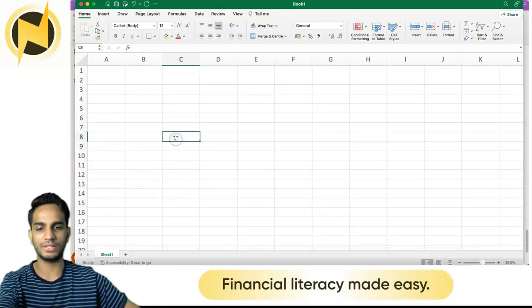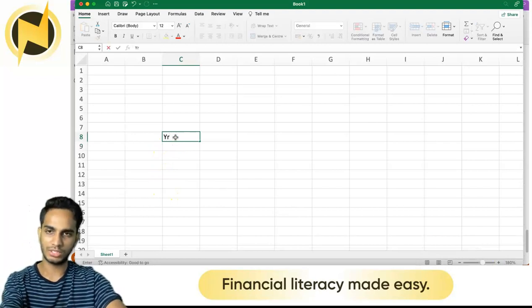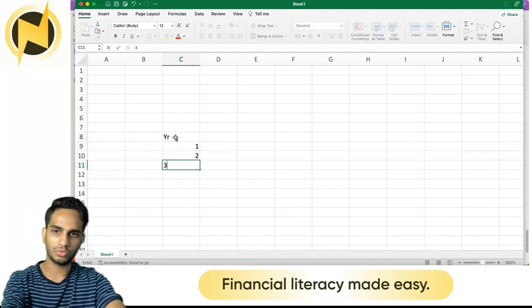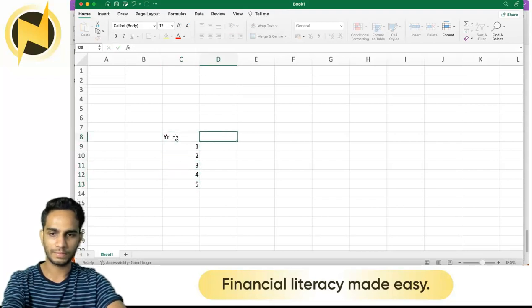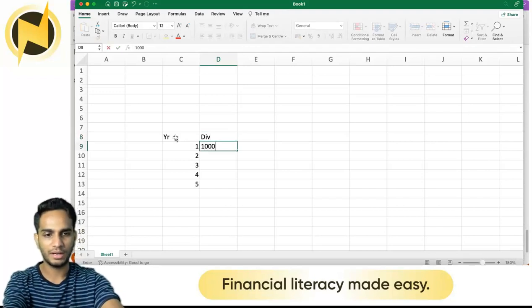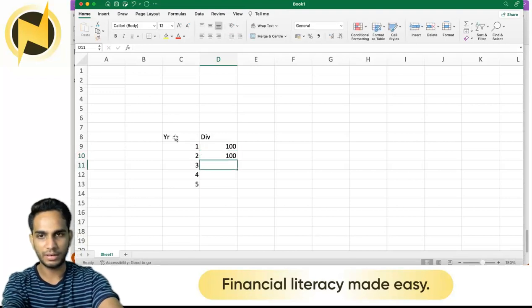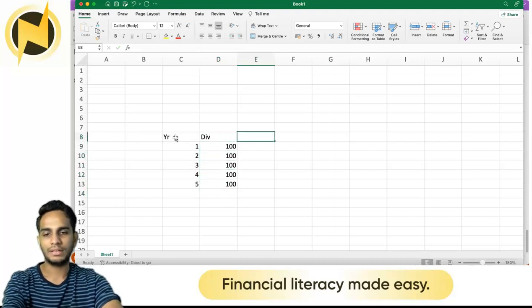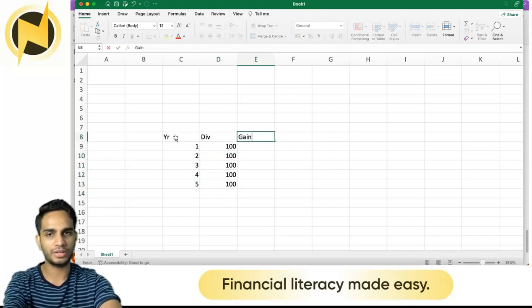Okay, so this question has 5 years, right? So years 1, 2, 3, 4, 5. The dividends that I've got, 10%, right? And the cost of the equity was 1000, so 100 every year. What is the gain that I've got? Gain I got at the 5th year, that is 128. Okay, let it not be gain. Let it be the sale value.